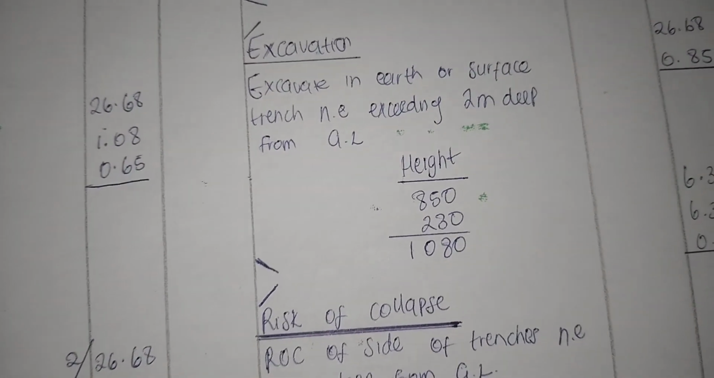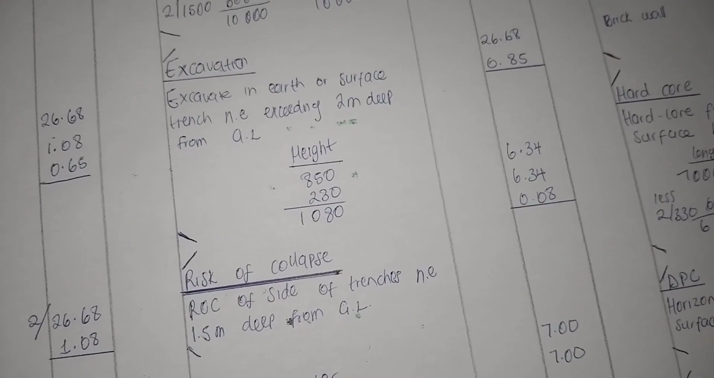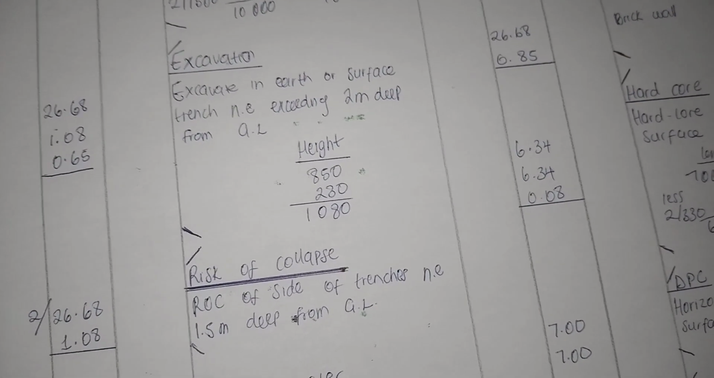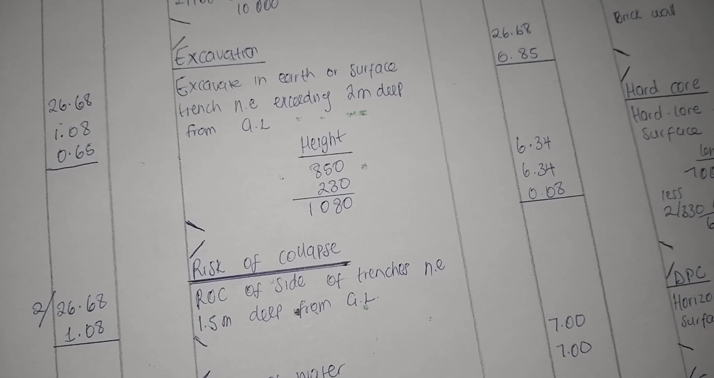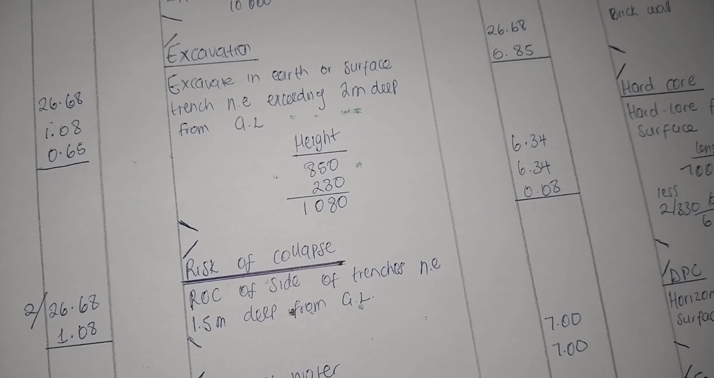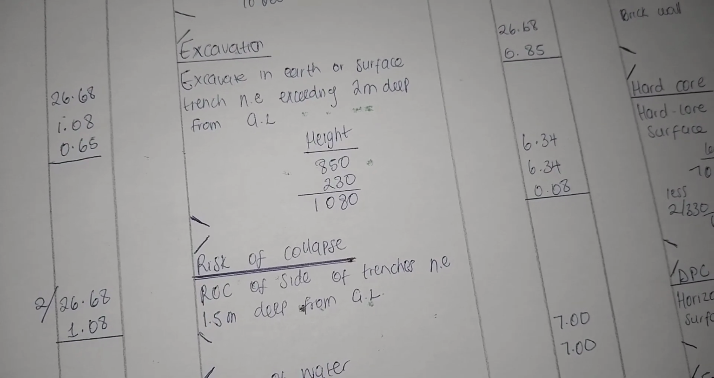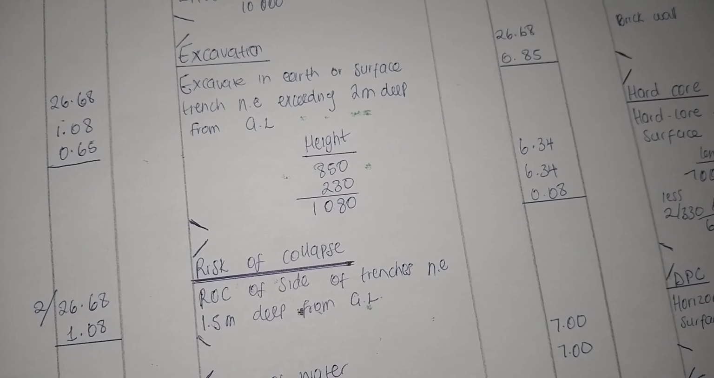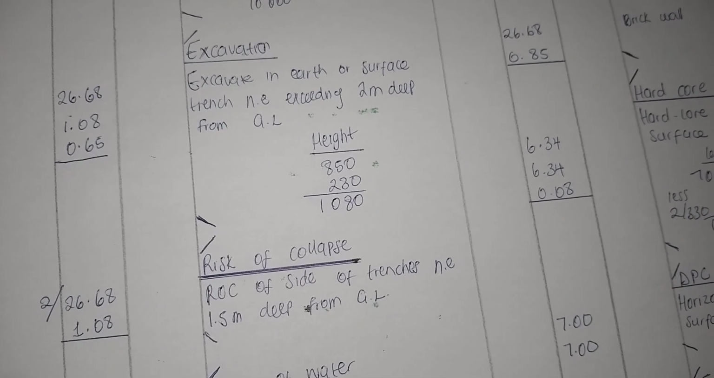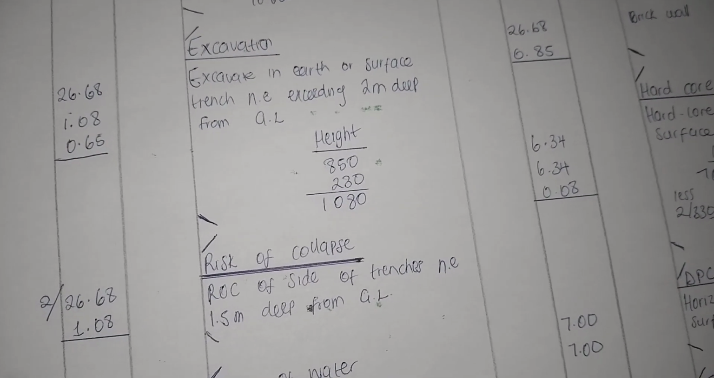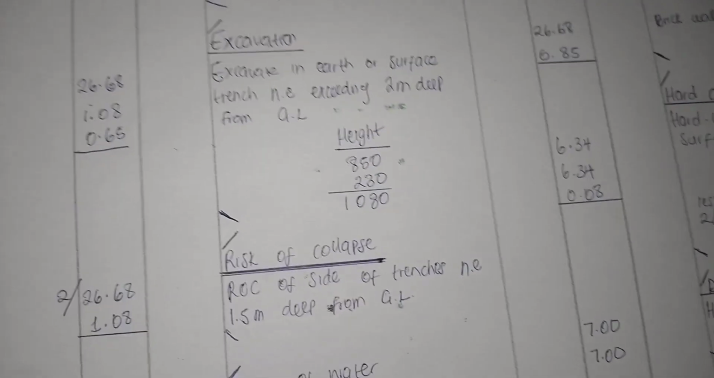Before I can continue, I want to tell you all the things that need the center line, right? We have the excavation, risk of collapse, concrete footing, brickwork, and backfill. There are 5. So it's the excavation, risk of collapse, concrete footing, brickwork, and backfill. Those need the center line always.